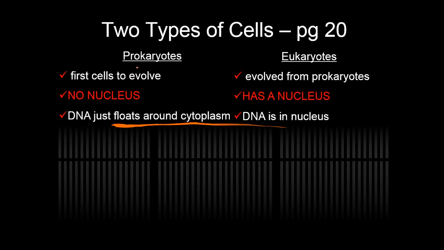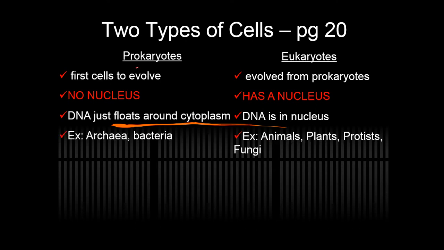Eukaryotes do have a nucleus. In a prokaryote, the DNA just floats around in the cytoplasm, but in a eukaryote, the DNA is contained in that structure called a nucleus. Some examples of prokaryotes are archaea and bacteria. You know what bacteria are. Archaea are similar to bacteria, but they've changed to be able to live in really extreme environments, like extremely hot or extremely cold environments. And examples of eukaryotes are animals, plants, protists, and fungi.